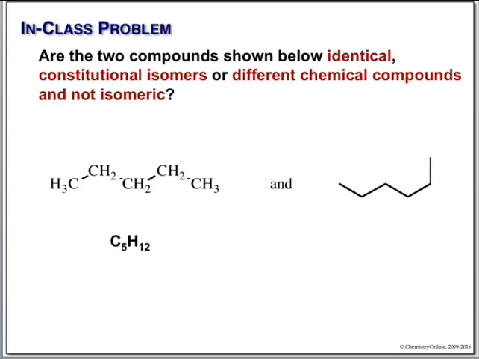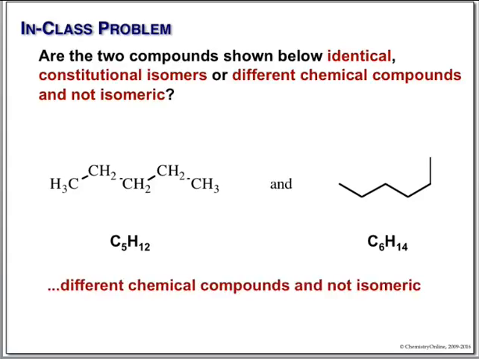How many in the next one? C5. 1, 2, 3, 4, 5, 6 carbons. And 14 hydrogens. So these don't have the same formula, do they? So these are totally different chemical compounds and not isomers.